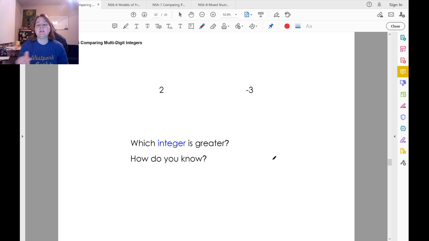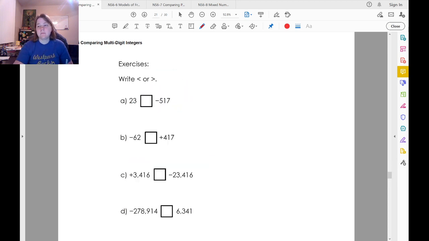Which integer is greater? How do you know? Well, if you're looking at the sign, we see that this is negative and this is positive. So it doesn't really matter what the numbers are. A positive number is always greater. Which number is greater here? The positive. Which number is greater on these? I'm going to give you a minute to go ahead and do these. We'll talk about it when you come back.